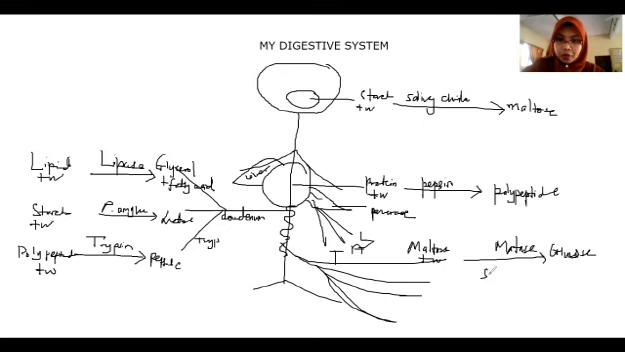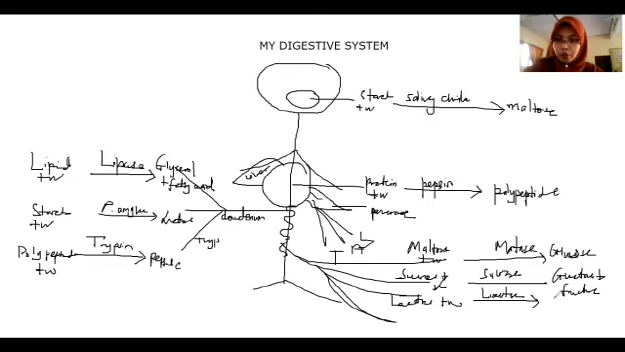Then how about sucrase? For sucrase, the substrate is sucrose. Plus water, it will form glucose plus fructose. The last one is lactase. Lactase will hydrolyze lactose. Plus water, it will form glucose plus galactose. This is your prior knowledge from chapter 4, right?